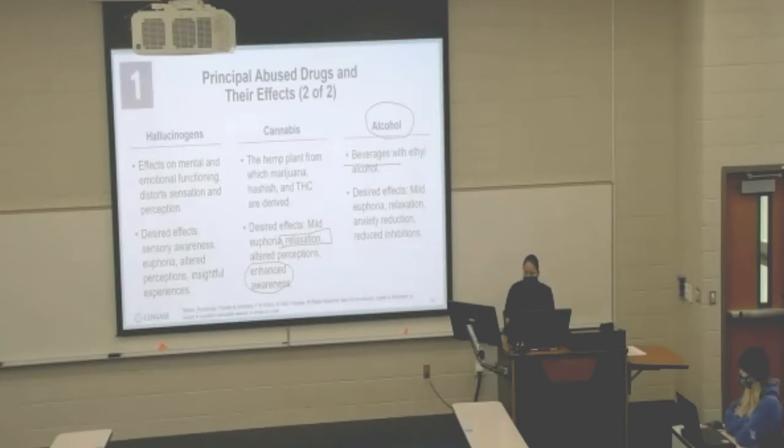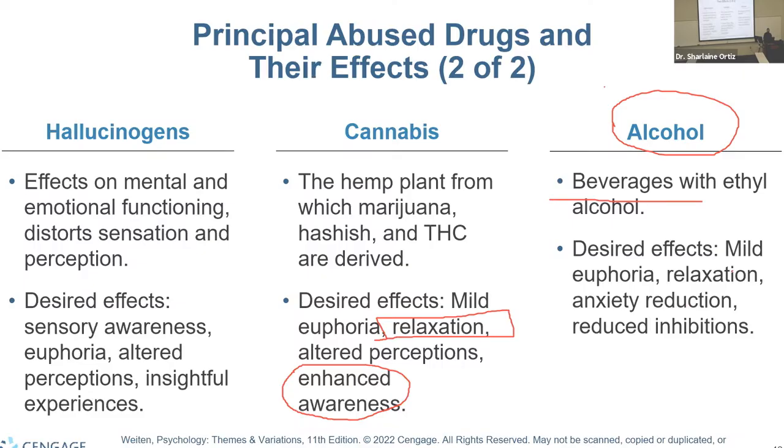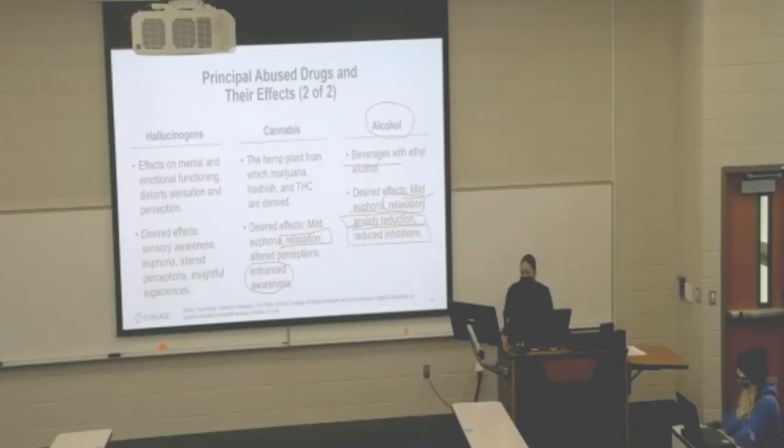Now, what is the desired effect that this person is trying to engage in? Well, we're also looking for that mild euphoria, right? That individual is also looking for that state of relaxation. Because of that, some individuals can have a momentary or temporary reduction of their anxiety. But more importantly, one of the things that we're formally introduced to when it comes to alcohol is reduced inhibitions.